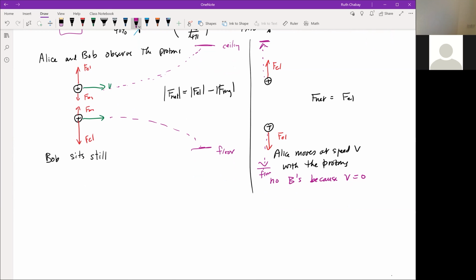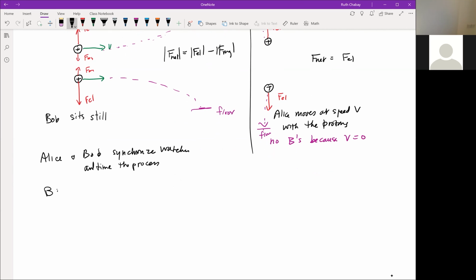So let's think about what they observe. Because both Alice and Bob have watches. So Alice and Bob synchronize their watches and time this process. So Bob, who sees a smaller F net, finds that it takes 20 nanoseconds for the particles to hit the floor and the ceiling.